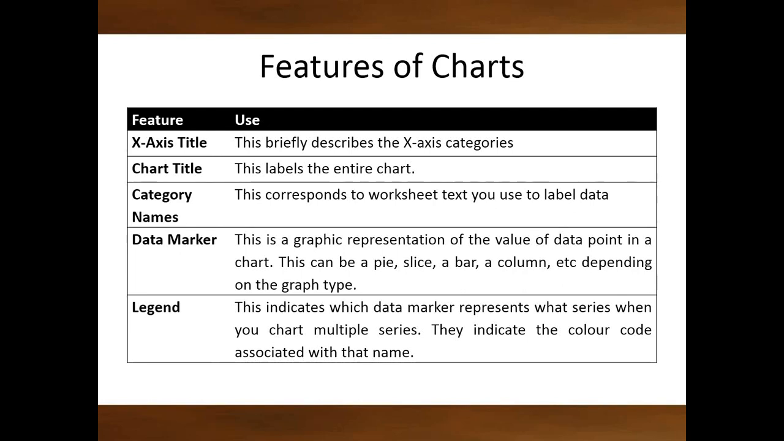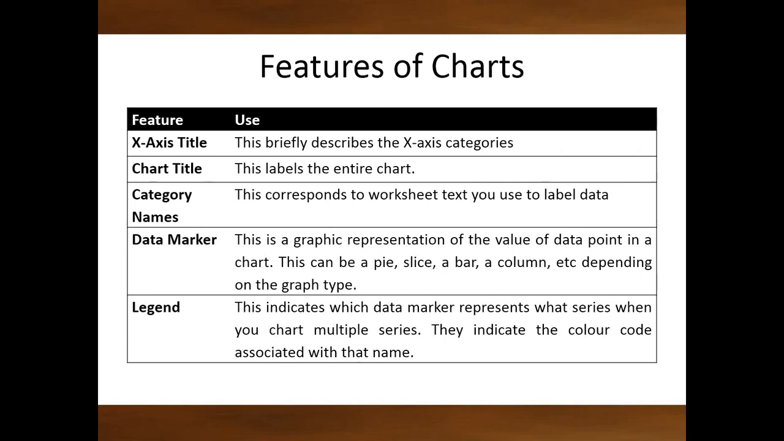The next feature is the category names. Now this corresponds to worksheet text you use to label data. So whatever we use to label a particular category of data or group of data is what we refer to as category names.